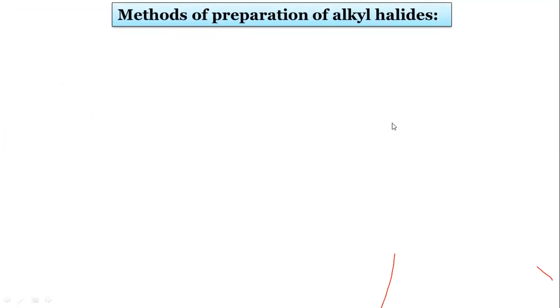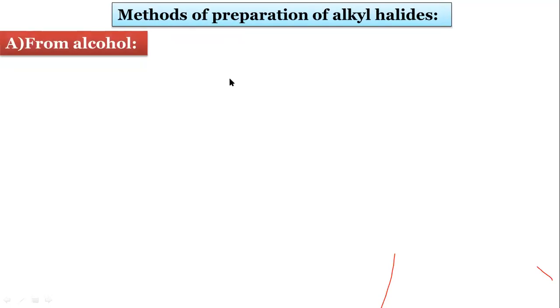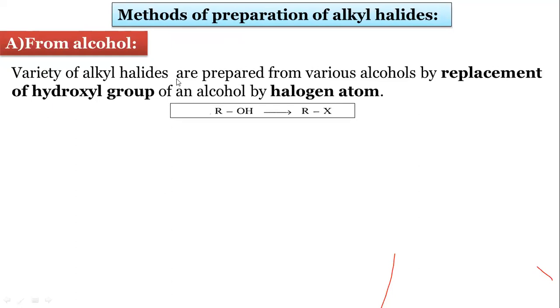Now, the most important part for the exam: methods of preparation of alkyl halides. We are going to start. First one is by using alcohols. Alcohols, you know, we already studied in 11th standard. What is meant by alcohols? These are the organic compounds which contain a hydroxyl group bonded to aliphatic hydrocarbons. These are called alcohols.